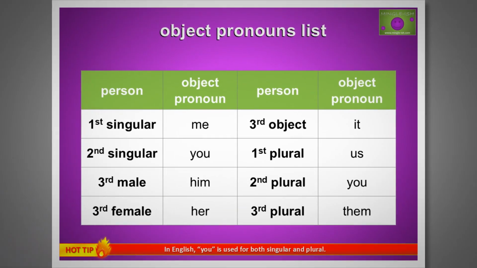Here's a list of all the object pronouns for you to learn. First person singular is me. Second person singular is you. Third person singular is him, her, or it. First person plural is us. Second person plural is you all. And third person plural is them.